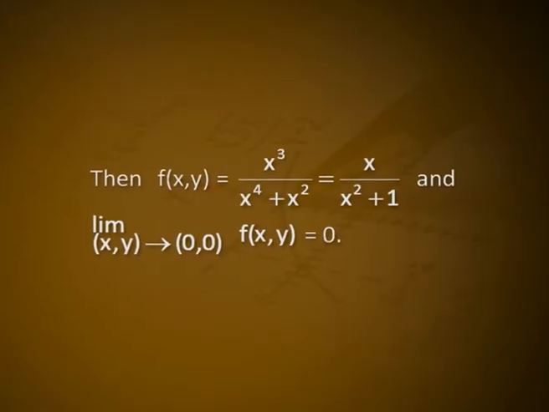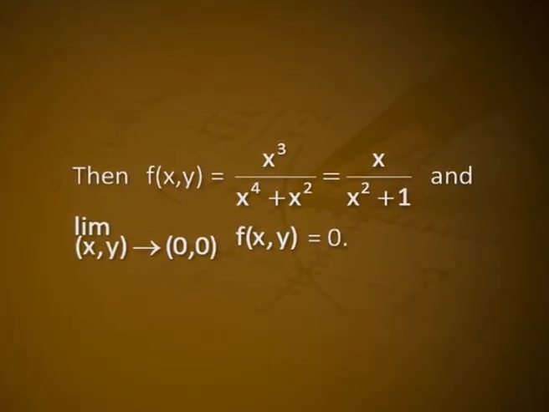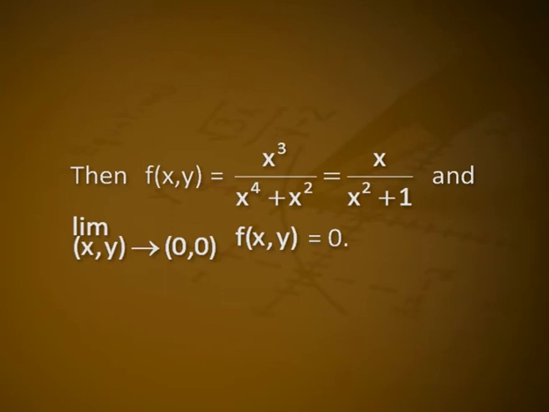Let us consider a straight line path y equal to x through (0, 0). Then f(x, y) equal to x cubed by x raised to 4 plus x squared, equal to x by x squared plus 1, and the limit as (x, y) tends to (0, 0) of f(x, y) is equal to 0.